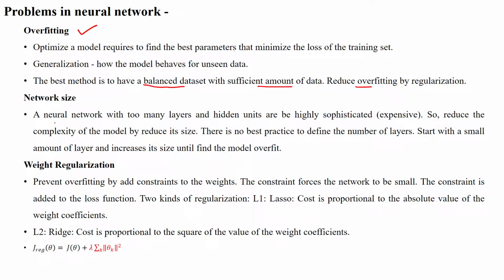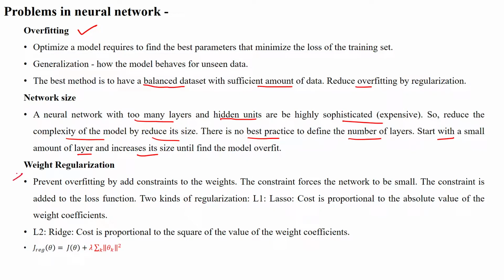And the network size also impacts the solution. Here when you are having too many layers and many hidden units in the hidden layer, which is very expensive. So we have to reduce the complexity of the model by reducing the number of layers in the network, and also number of neurons in each layer. There is no best practice to define the number of layers. We have to make trial and error, and start with a small amount of hidden layers, and you can increase one by one until you are getting best performance.